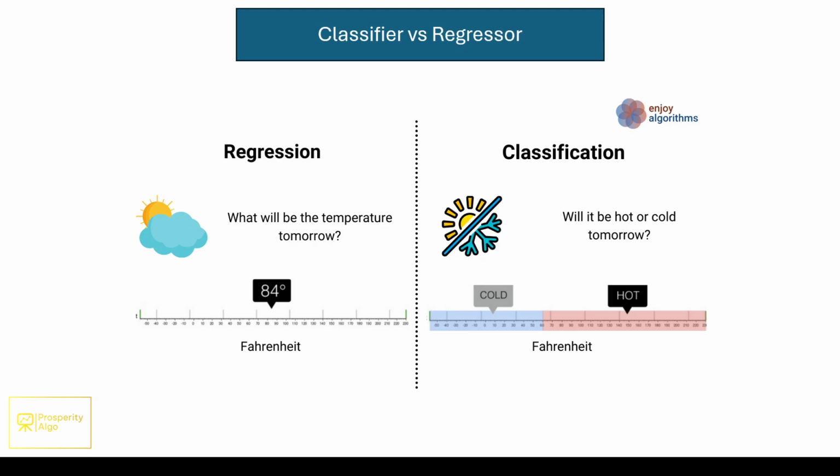You're not asking it to give you the exact price or the exact temperature. You're just asking it to make a binary choice. Is it going to go up or is it going to go down? Is it going to be hot or is it going to be cold? Because of this, it's a lot more straightforward to train a model where you have a binary choice. And we'll come back to this in more detail in the following slides.